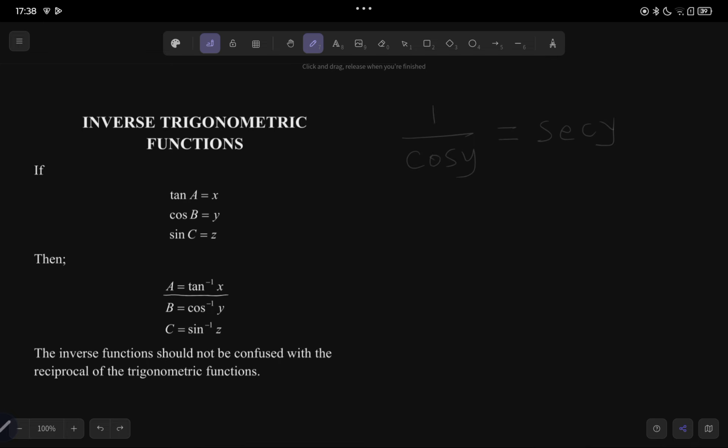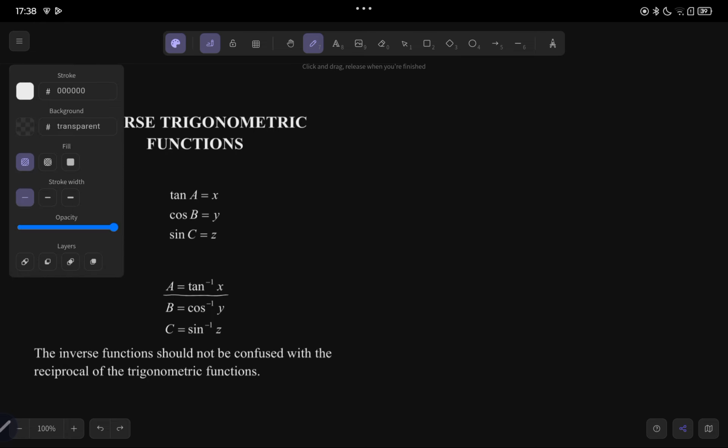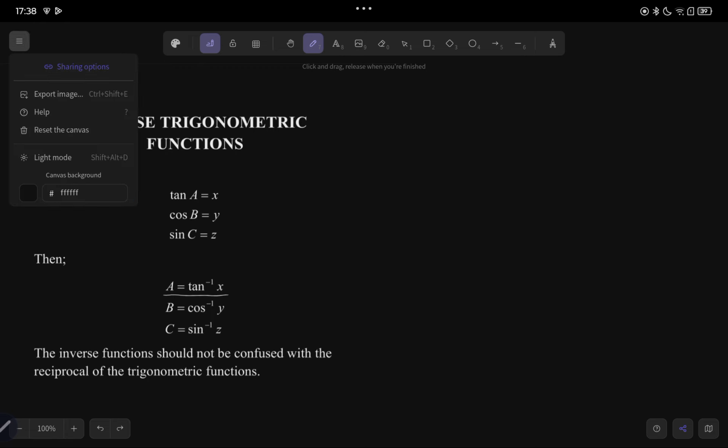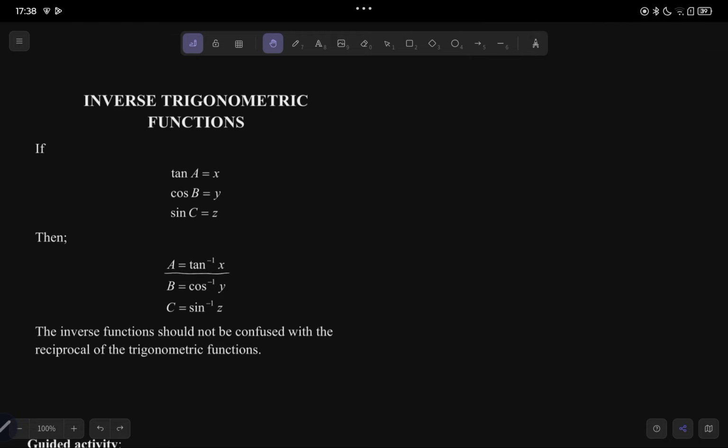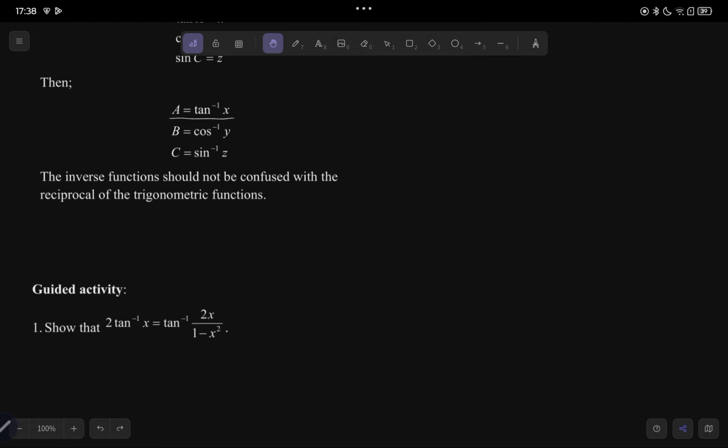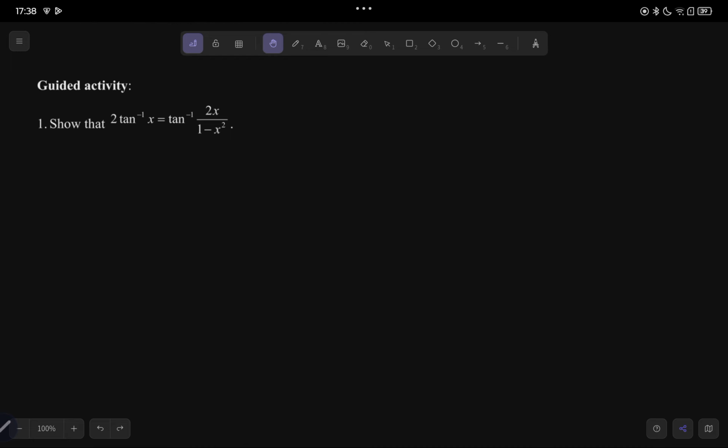Now, to understand inverse trigonometric functions, we just need to have understood the previous lessons that we had. We shall basically be applying them along the way. Allow me to go straight to the example so that we can further our understanding of these concepts. Example number 1 says, show that 2 tan inverse of x is equal to tan inverse of 2x over 1 minus x squared.